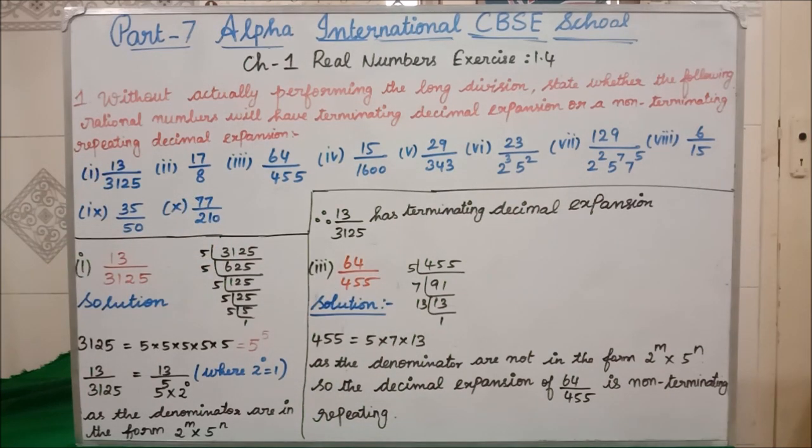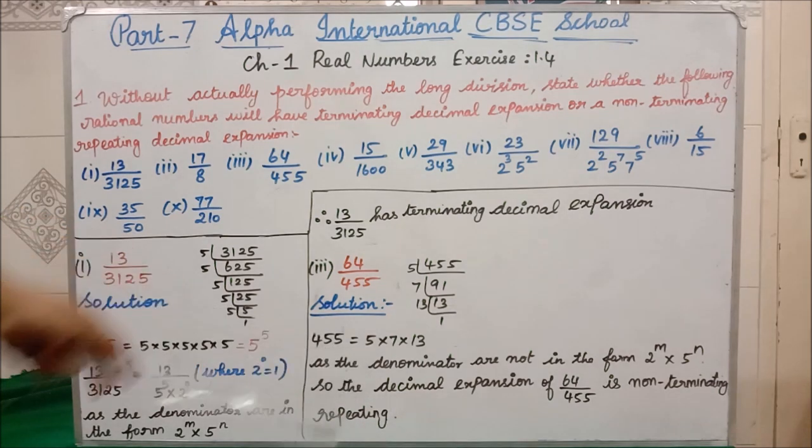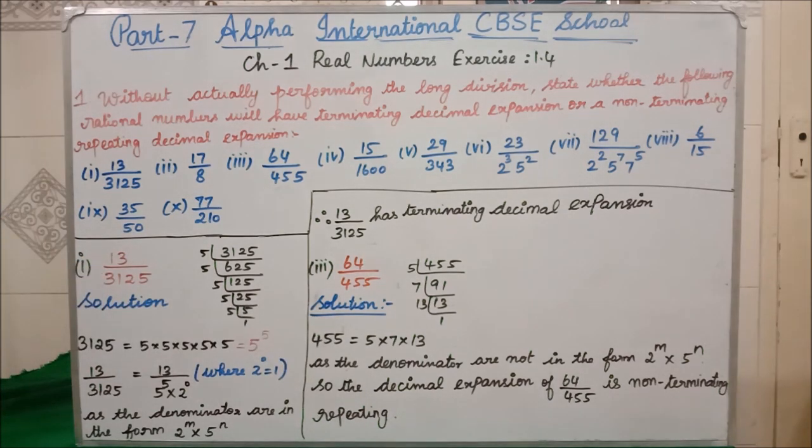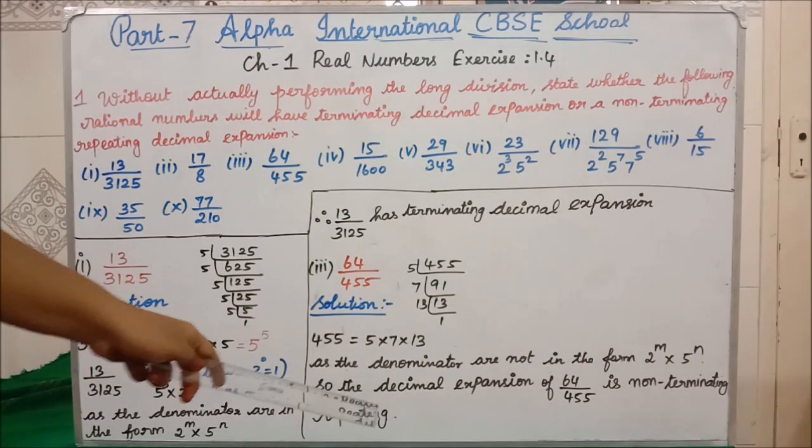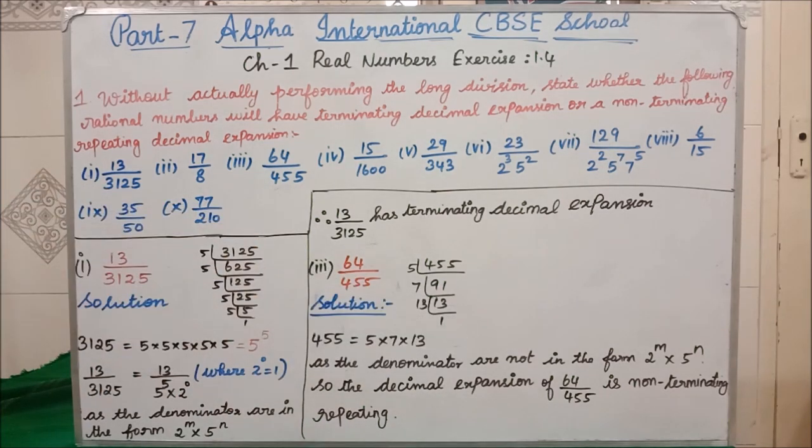But what form do we have to get to terminate? We have to get 2 power m into 5 power n. Students, are you getting that form? No. We are getting only one 5, only one 7, and only one 13. So we cannot write it in the 2 power m into 5 power n form. So as the denominator is not in the form 2 power m into 5 power n, the decimal expansion of 64 divided by 455 is non-terminating repeating. Students, clear all of you?